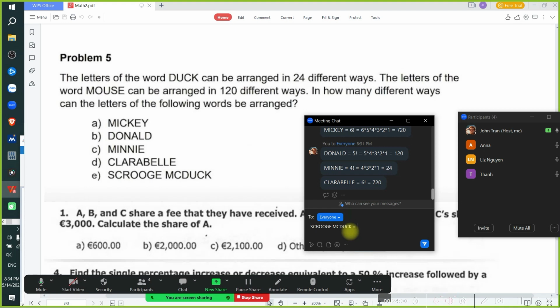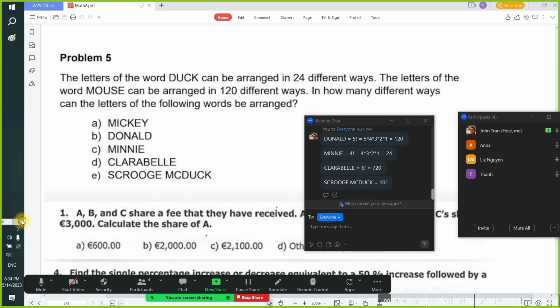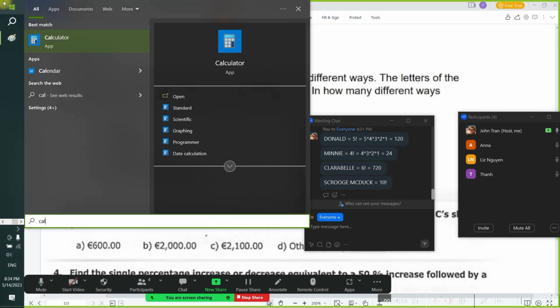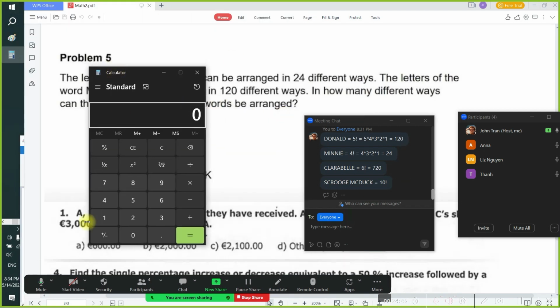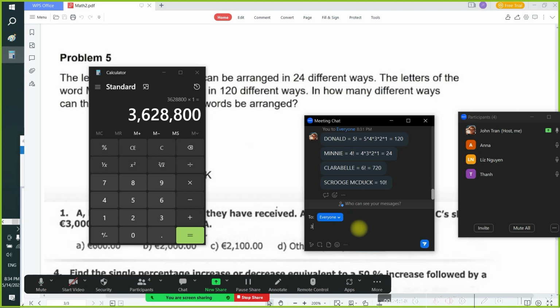So 10 factorial, isn't it? 10 factorial, how much is that? Okay, where's my calculator? Basically 10 factorial is 10 times 9 times 8 times 7 times 6 times 5 times 4 times 3 times 2 times 1. You should get 3,628,800 different ways.